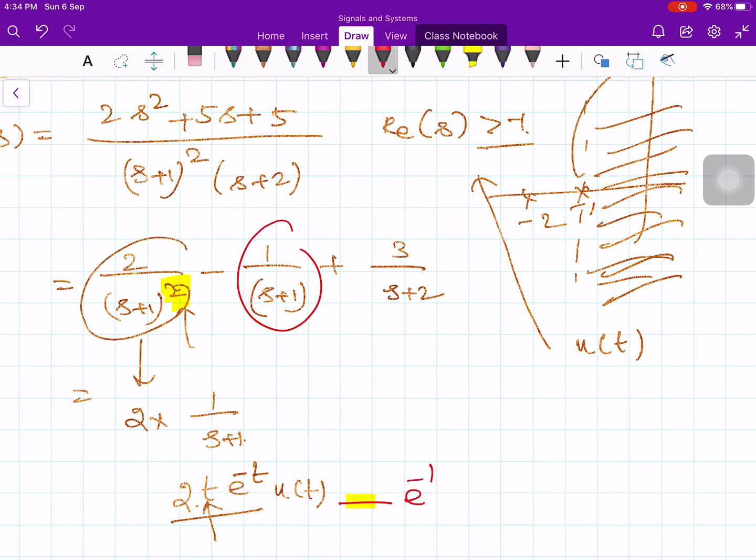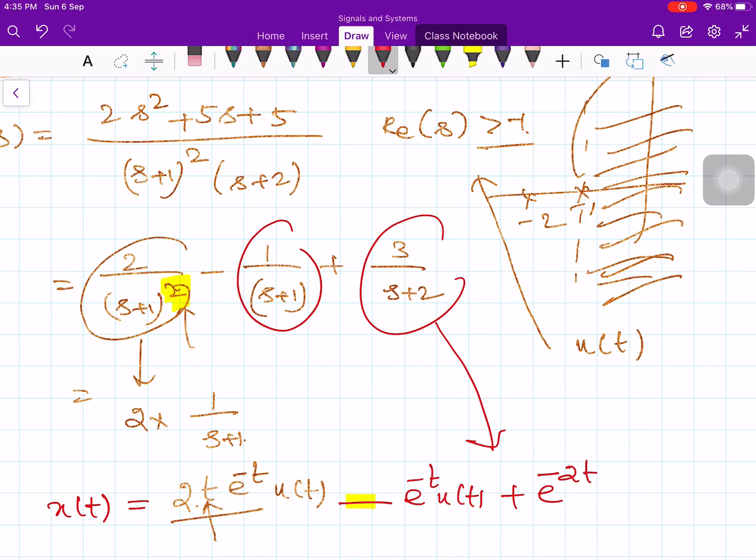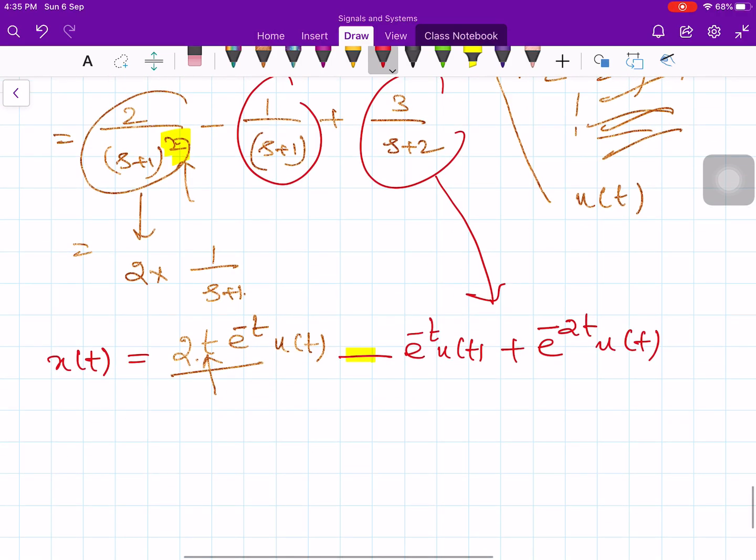And this one becomes plus the inverse Laplace transform I am taking. Okay, this is my x of t: plus e power minus 2t times u of t. That's it. So simply you can find the inverse Laplace transform if you know the differentiation property in the frequency domain, which is equivalent to multiplication by time in the time domain.